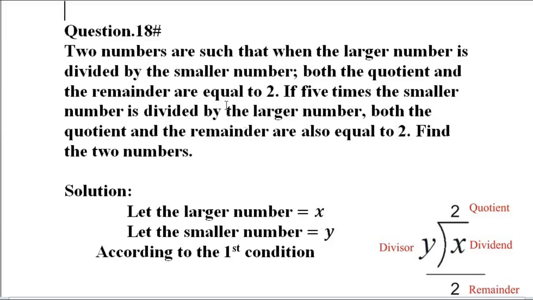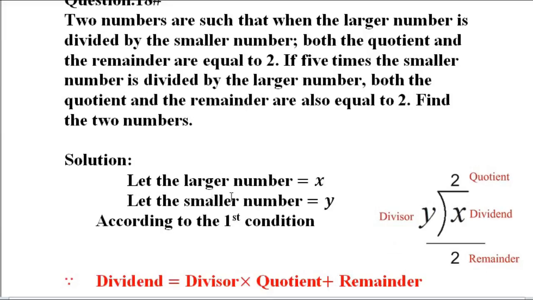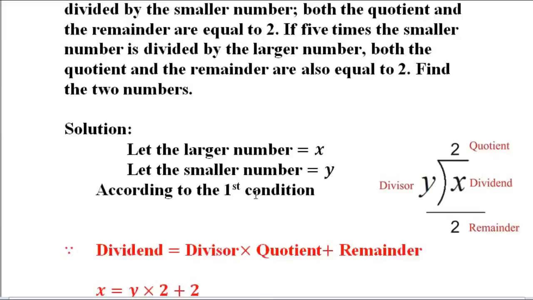First, I will shape this statement according to the system of linear equations. Since we don't know the required numbers, I'll name the larger number as x and the smaller number as y. The first condition states that when the larger number is divided by the smaller number, both the quotient and the remainder are equal to 2. So, if we divide the larger number x by the smaller number y, then according to the statement, the quotient and the remainder are both equal to 2.